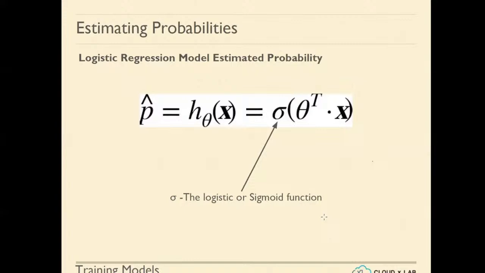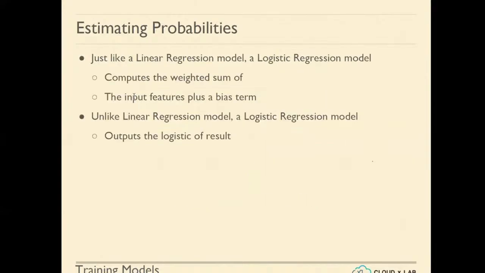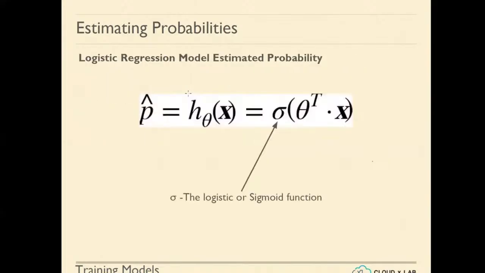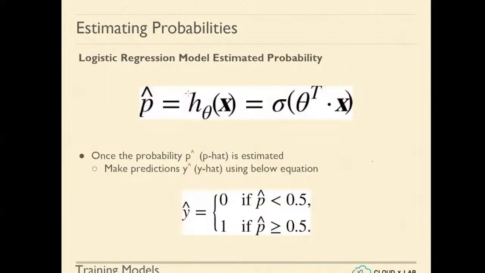Okay. Since here we are using the sigmoid function, in output we will get a probability, right? Unlike linear regression, the logistic regression model outputs the sigmoid of theta transpose x. But here also we will use theta transpose x, the weighted sum of input features. Yes, this slide I have already explained, right?